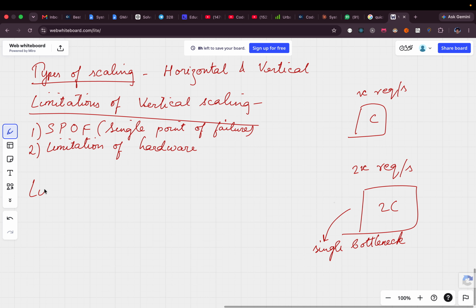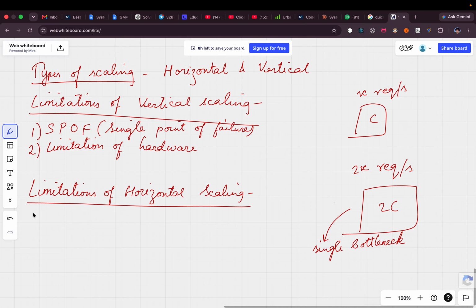Now let us take a look at the limitations of horizontal scaling. We'll see two limitations of horizontal scaling as well. So what are those two limitations? The first limitation is something called consistency of data.